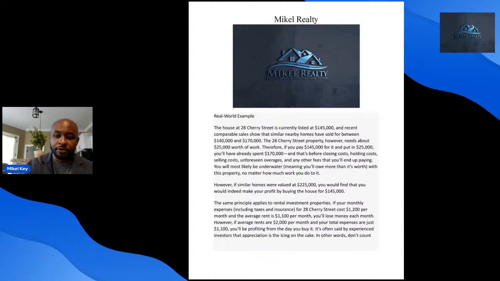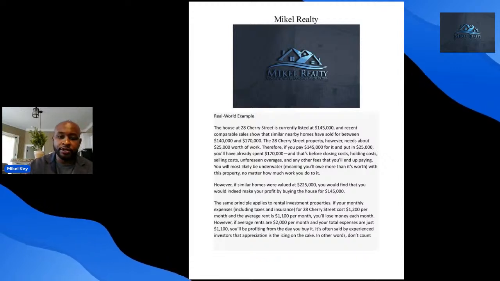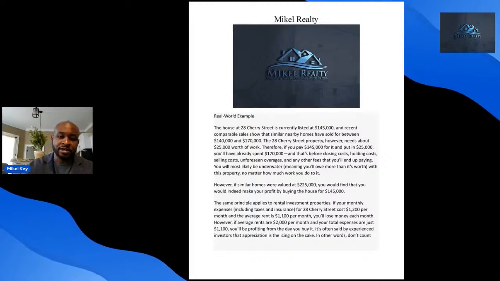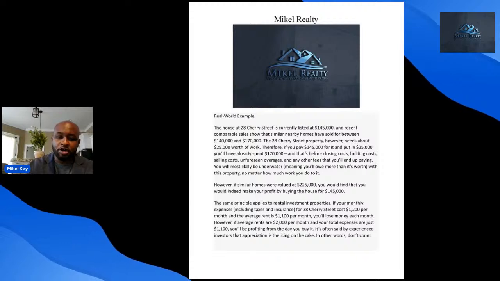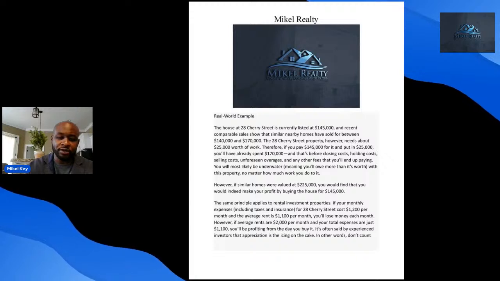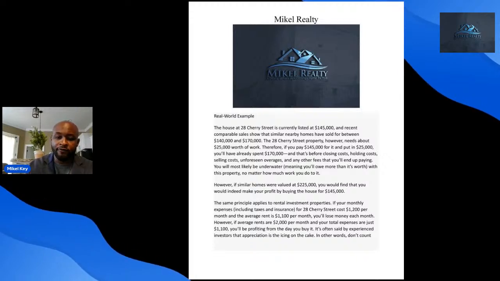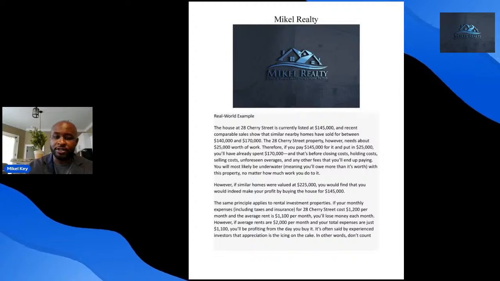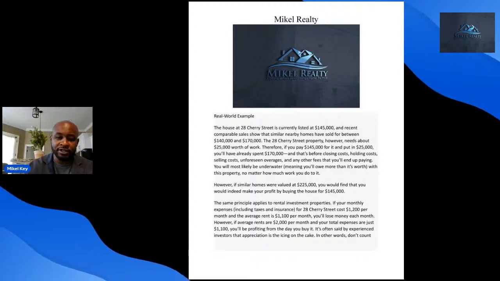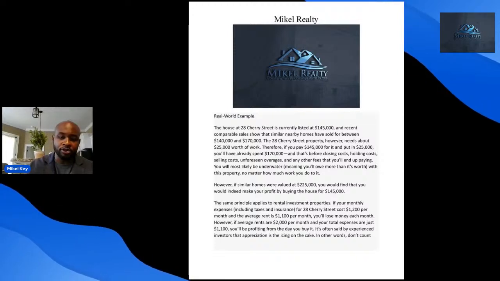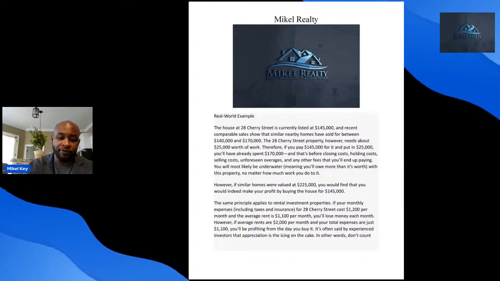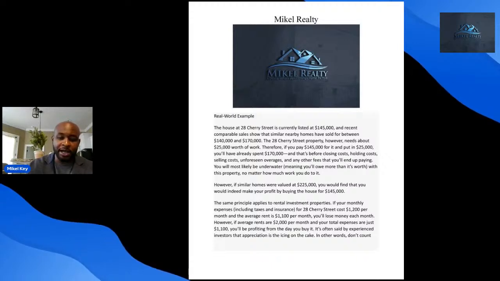So I want to get into some real world examples. We'll just go through one. Let's say the house at 28 Cherry Street is currently listed at $145,000. Recent comps show that similar homes nearby have sold for 140 and 170. And the 28 Cherry Street property needs about $25,000 worth of work. Therefore, if you pay 145 for it and put 25 in it, you've already spent 170. And that's before closing costs, holding costs, selling costs, unforeseen overages, and other fees that you'll end up paying. So you will likely be underwater. The cost is too high. However, if a similar home was valued at 225, you would be fine, and you would indeed make your profit by buying that house for 145.